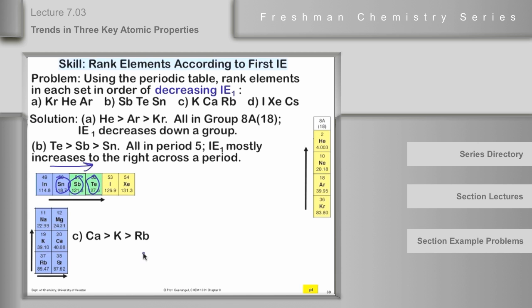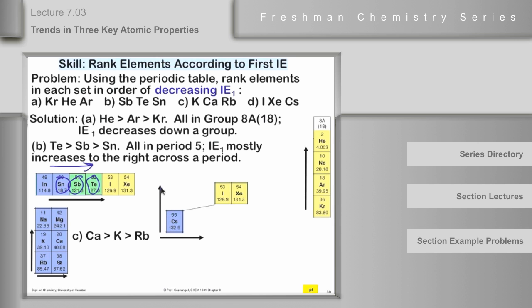You have to have the trends, and sometimes it's just easy to remember that the general trends for ionization energy are backwards from size. If you remember one of them, remember the other ones backwards. The last one here is iodine, xenon, and cesium, and these are elements in two different periods, but they're heavy periods, so we don't have to worry about the problems in the second period.